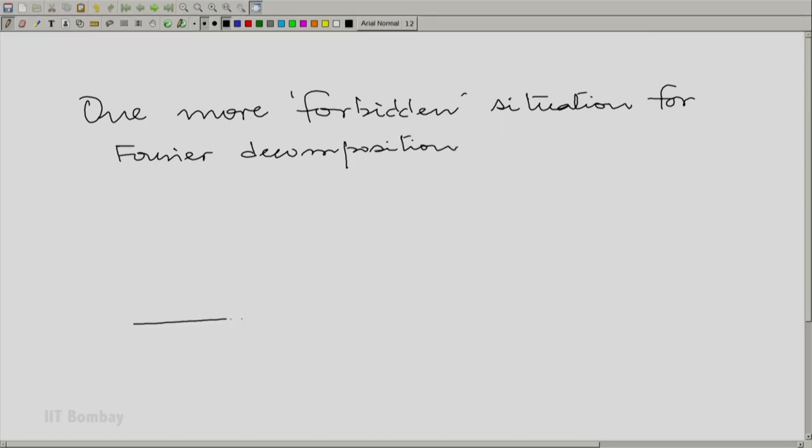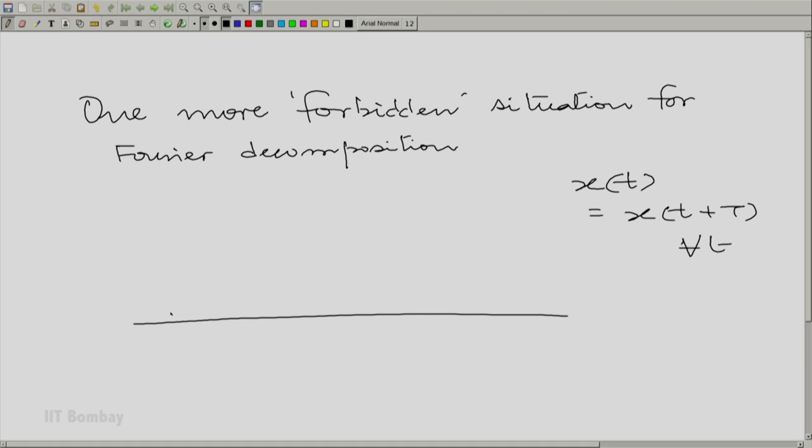Let us visualize a waveform x of t as follows. It is periodic with period capital T. And let us look at it in the period from 0 to T. Let us divide this period into 2. So, you have T by 2 here. Let us assume that the waveform is to reach its maximum value of 1 ultimately. So, the waveform is going to rise, let us say, from a very small value here to an ultimate value, an asymptotic value. Let us say this value is 0.1. The asymptotic value is 1 at T.